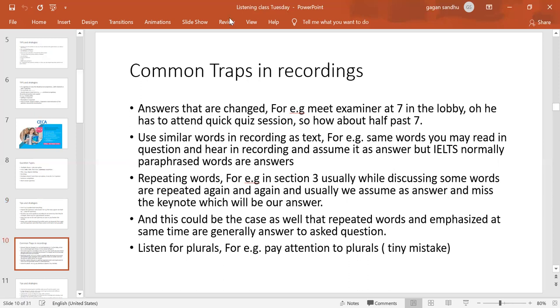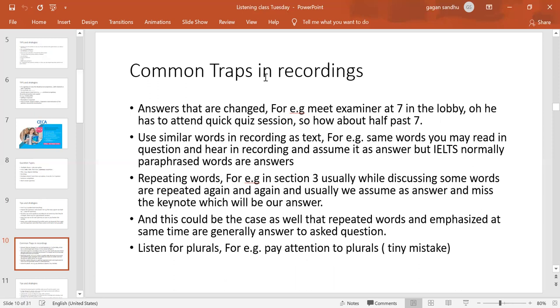Answers that are changed is the common trap in listening. What will happen is you will hear 3-4 options for a question, which means they are changing the answer so frequently. Suppose I'm looking for a person to be met for my submission of an assignment, say a presentation assignment. There are different people, officer, executive, or maybe other people they are naming to submit your assignment. I know I'm after a specific person. So I keep listening, and they're saying executive officer, administrator, and then they also say office assistant, then they also talk about the lecturer and associate lecturer. Whatever post they are describing, it means they are trapping me down. They are changing the word which can be the possible answer.